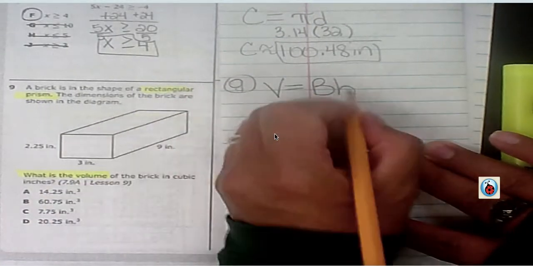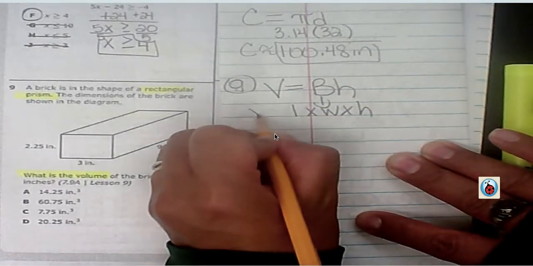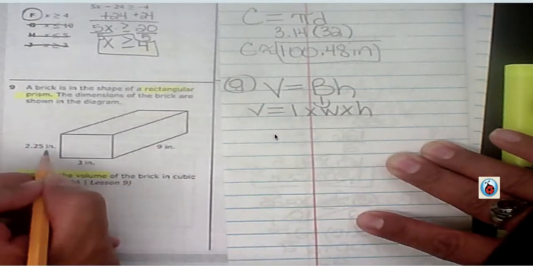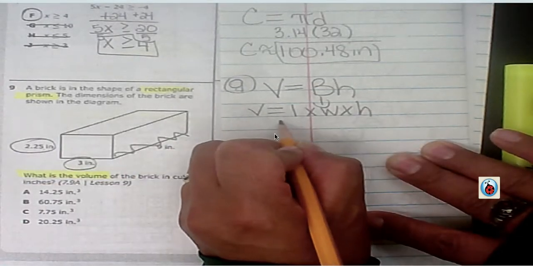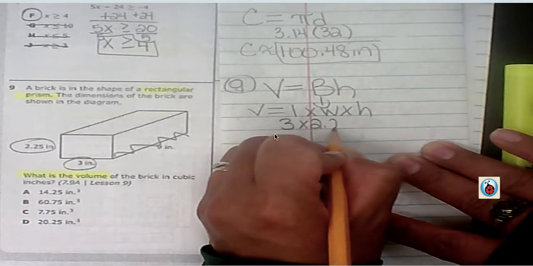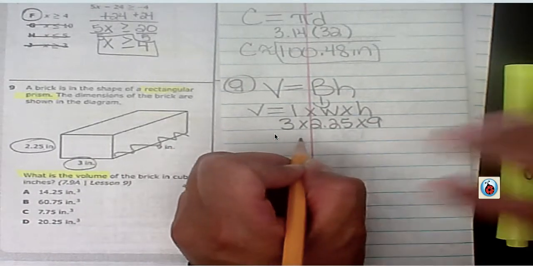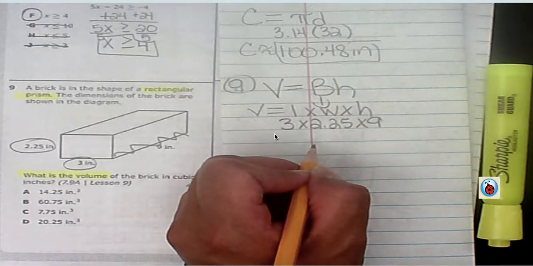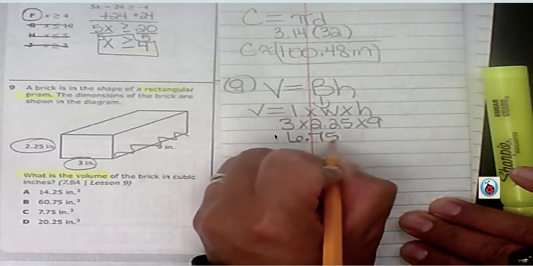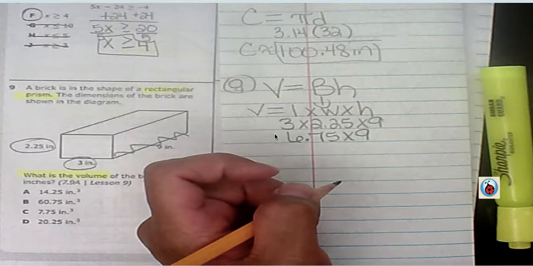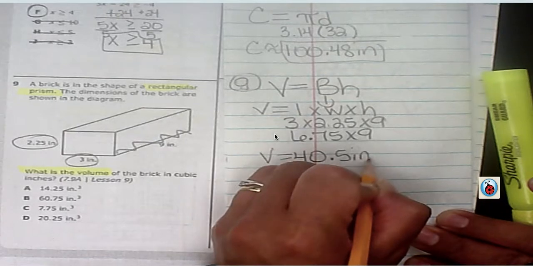Well, it's a rectangular prism, so the area of the base is going to be length times width and times height. So here you're just doing length times width times height. So we're going to go ahead and write these dimensions. There's your length, your width, and here is the height of the prism. So 3 times 2.25 times 9. So 2.25 times 3, that gives you 6.75 times 9. The volume here is 40.5 inches cubed.